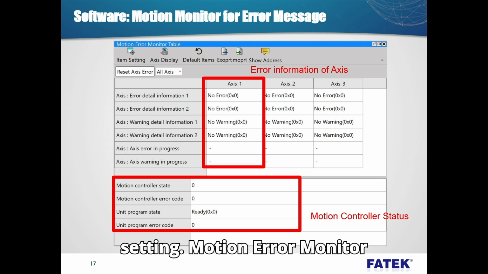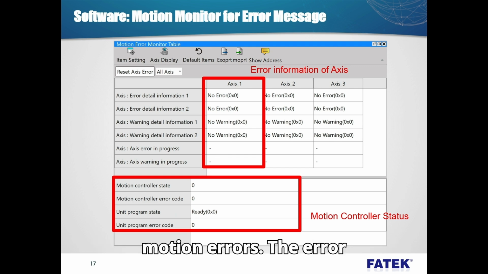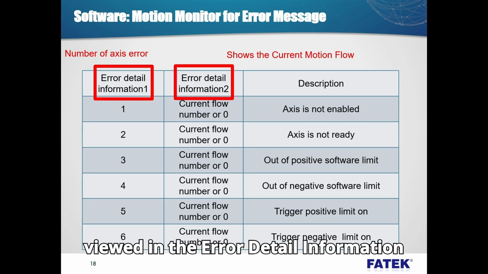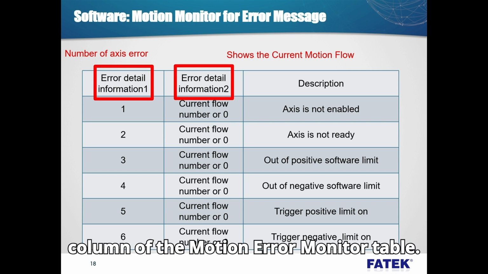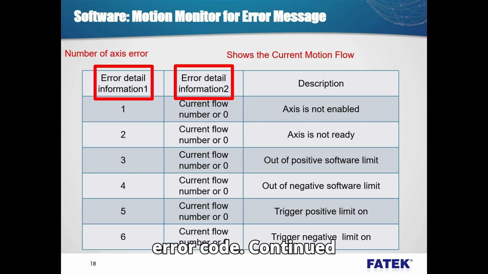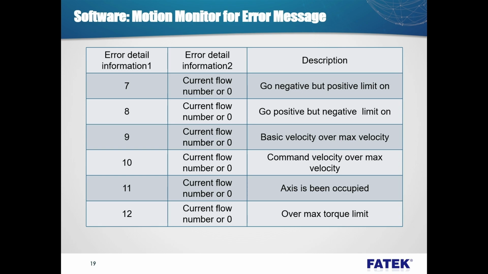Motion error monitor table lists the parameters about axis or motion errors. The error information of axis error codes can be viewed in the Error Detail Information column of the Motion Error Monitor table. The table provides descriptions for each error code. Continued from the previous page.